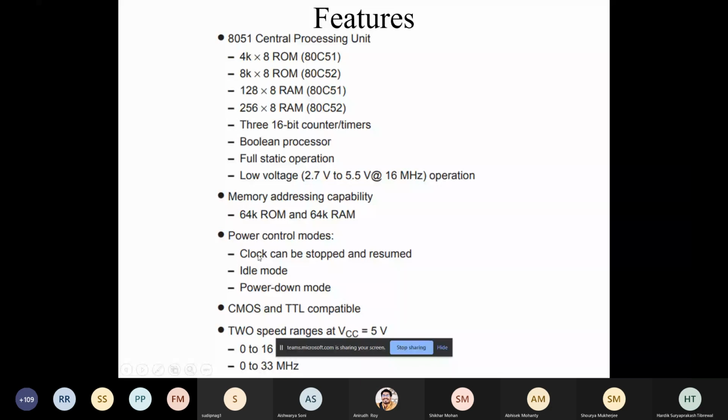By controlling the clock, look at the equation: dynamic power consumption is C VDD square F. If you change the clock, F is clock frequency, so if you reduce the clock, your dynamic power will be reduced. Or if you stop the clock, obviously your dynamic power will come to zero even. So those features are exploited by changing the clock signal.